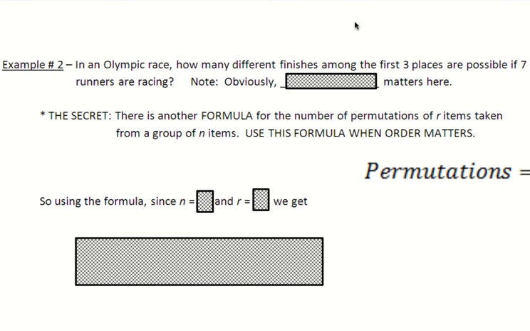That's one finish. A completely different finish would have been the Australian, then the American, then the Jamaican. Sorry, Usain Bolt. That's the same 3 runners, but since they're in a different order, it's a completely different result, a completely different permutation. Just like another completely different finish would have been the Jamaican, then the Australian, then the American. You know what I mean? So obviously order matters here.